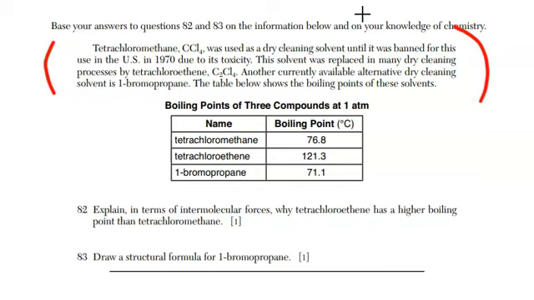If it has a higher boiling point, it takes more energy to go from the liquid to the gas phase, and that means the tetrachloroethene intermolecular forces are stronger than the tetrachloromethane intermolecular forces. All right, so that's all you had to say.